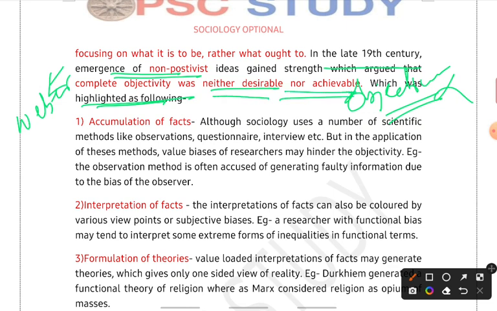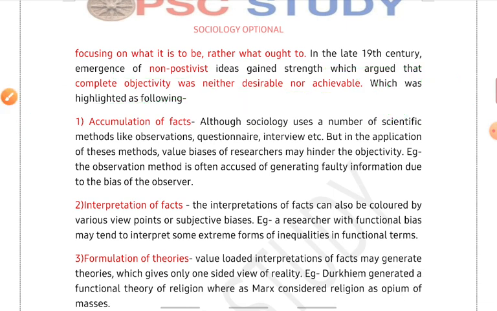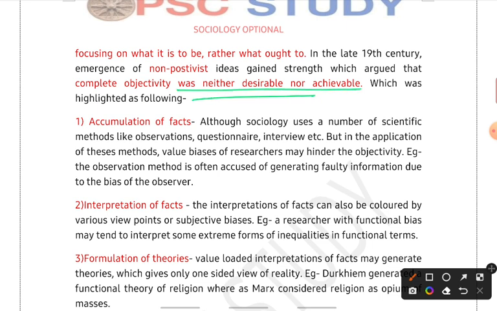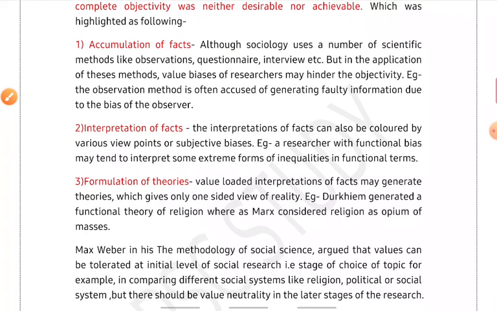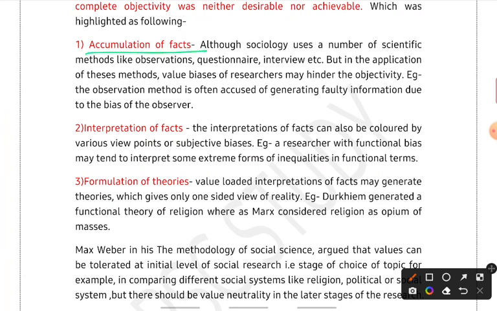You cannot achieve that because human consciousness comes into play, and when human consciousness comes into play, you cannot say what is right and what is wrong, because for everyone there might be a different understanding, a different meaning attached to that particular institution, right? So basically we accumulate the facts, right? In accumulation of facts only the biasness might come, value of the researcher might attach values in it.